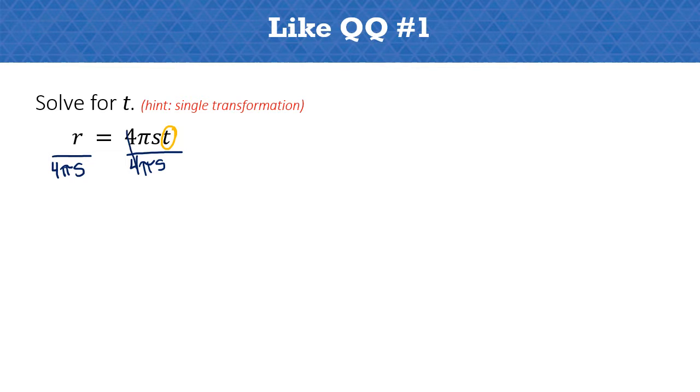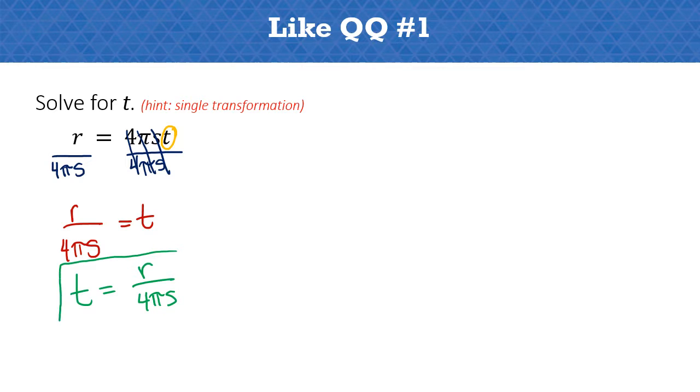Those 4's will divide out, those pi's divide out, the s's divide out, so we're left with r over 4 pi s is equal to t. Or if we switch it so that our variable is on the left-hand side, we'll get t is equal to r over 4 times pi times s. Now the t is all by itself, so that is what we need to do.